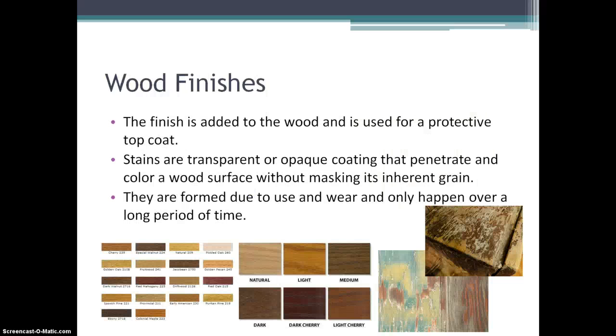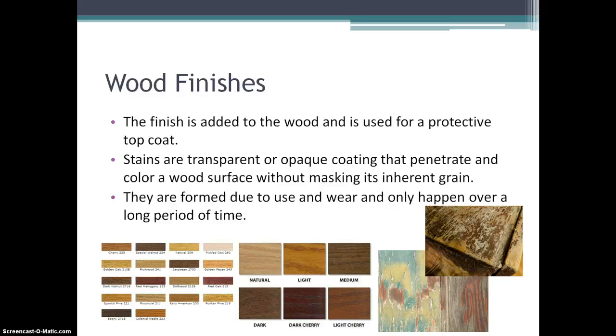There are wood finishes, and the finish is added to the wood and used as a protective coat cover. It seals the pores and protects it from staining. Stains are transparent or opaque coatings that penetrate and color a wood surface without masking its inherent grain. Lacquer, varnish, vinyl, polyester, polyurethane, and penetrating oils are many different types of finishes. Each one is used to protect the wood from different elements by sealing the pores. It not only protects the wood from scratches and dents, but also guards the color of the wood.